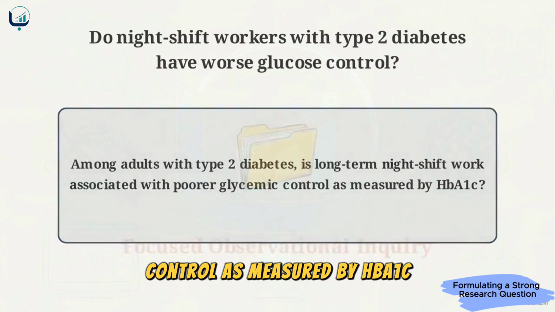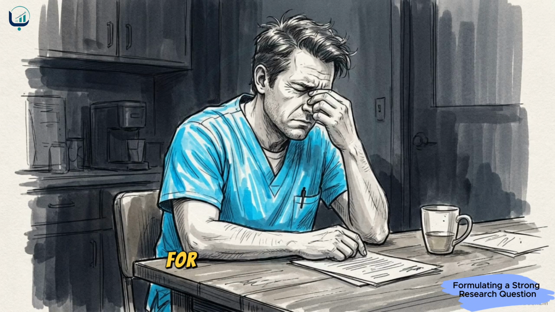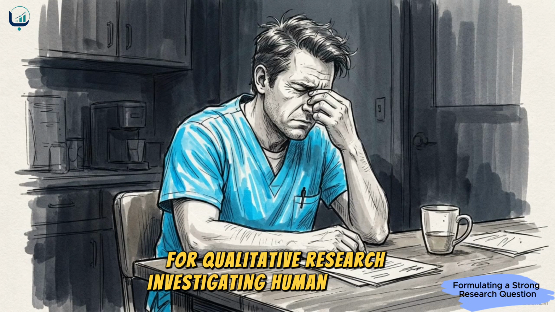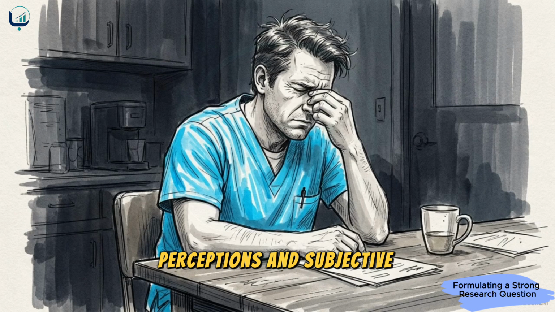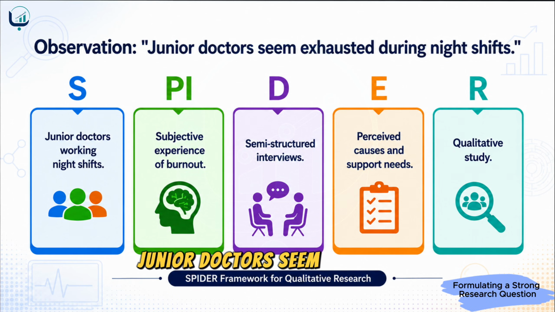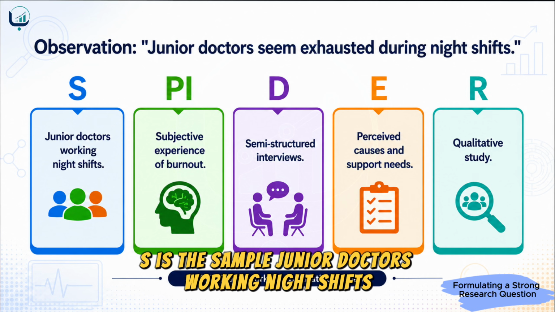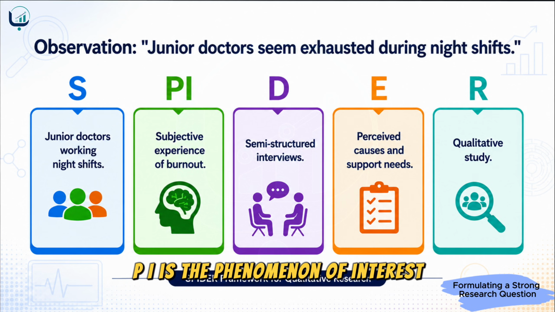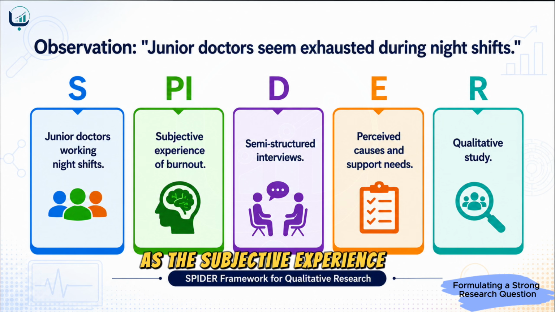Finally, for qualitative research investigating human barriers, perceptions, and subjective experiences, we use the SPIDER framework. The clinical observation might be, junior doctors seem exhausted during night shifts. We map it out. S is the sample, junior doctors working night shifts. PI is the phenomenon of interest, which we define as the subjective experience of burnout.